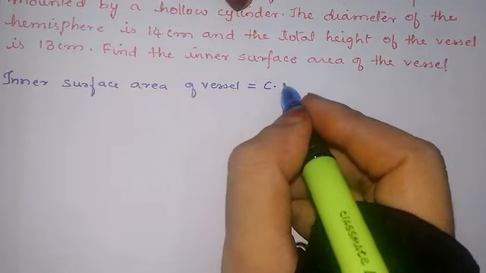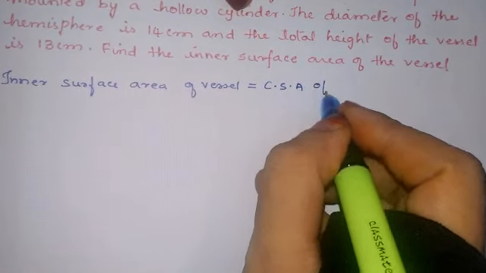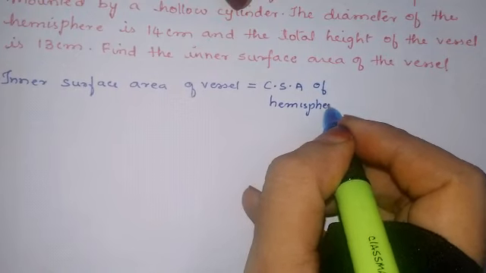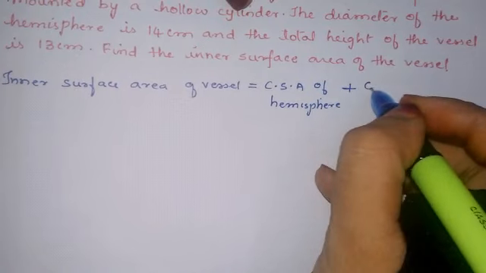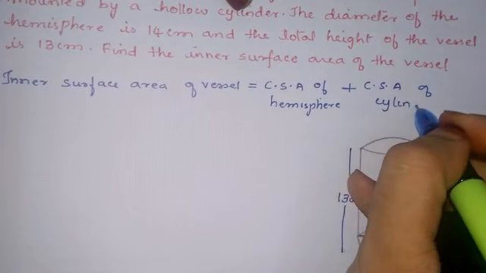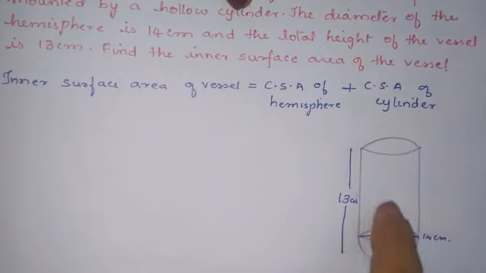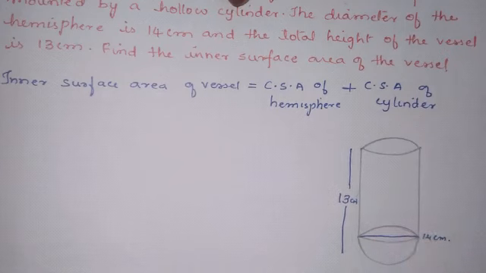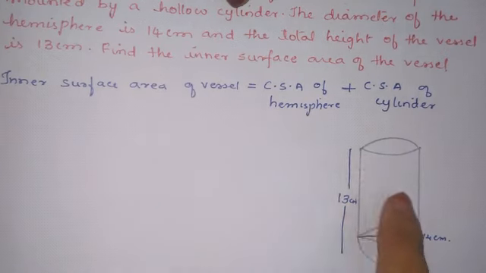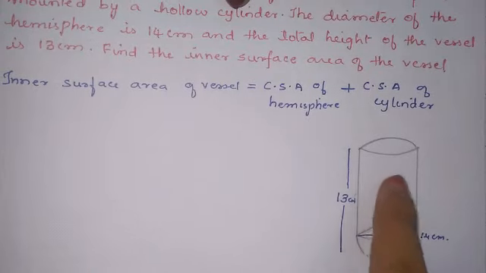So curved surface area of hemisphere attached, plus curved surface area of cylinder. This formula we have to apply. Two things, combination of solids we are learning. Here hemisphere and cylinder is attached. So we have to find just inner surface area. So CSA of hemisphere and CSA of cylinder.